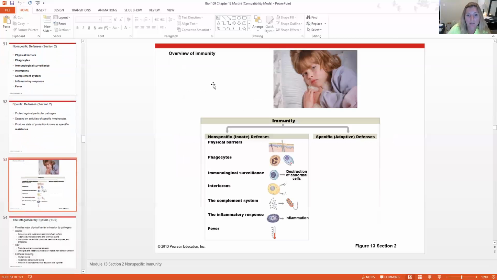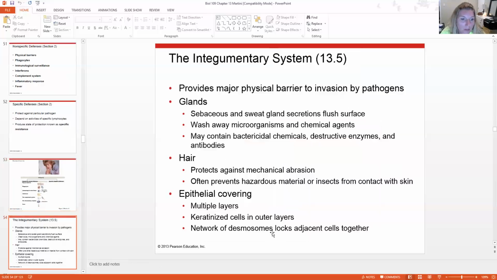So again, some examples here. Physical barriers like our skin, you have phagocytes like monocytes and macrophages, as we've talked about before, our immunological surveillance performed by our natural killer cells, interferons, which are just chemicals that are released to destroy cells, the complement system, again, it's a cascade pathway to destroy cells, inflammatory response, and fever, all there as a protection mechanism.